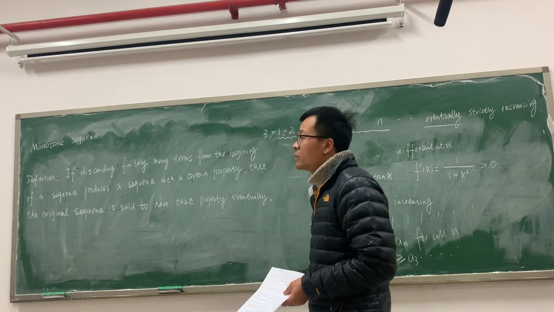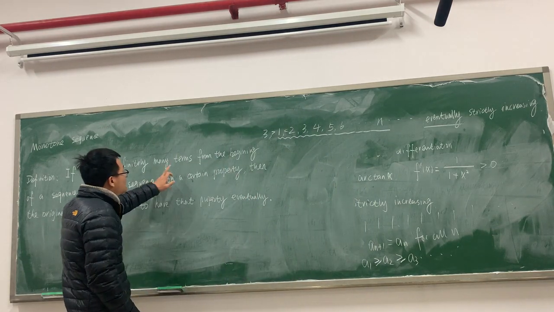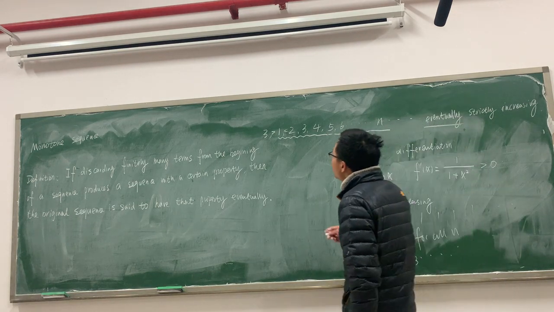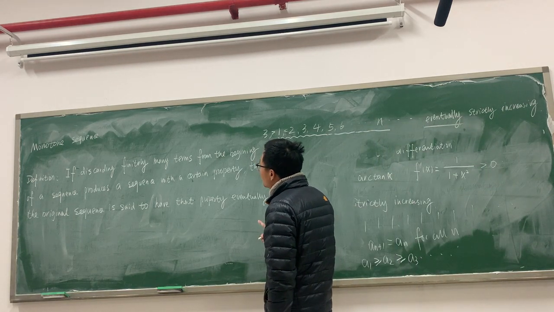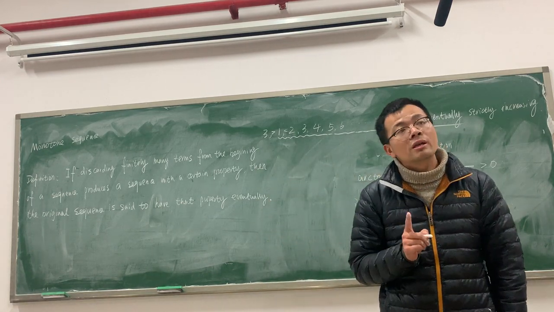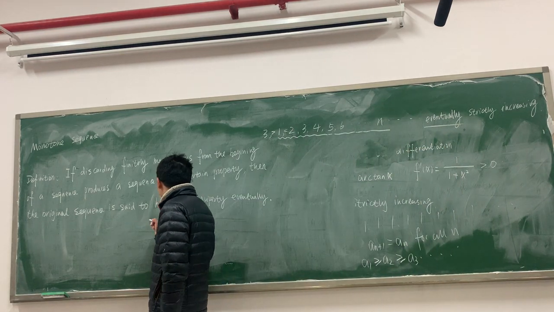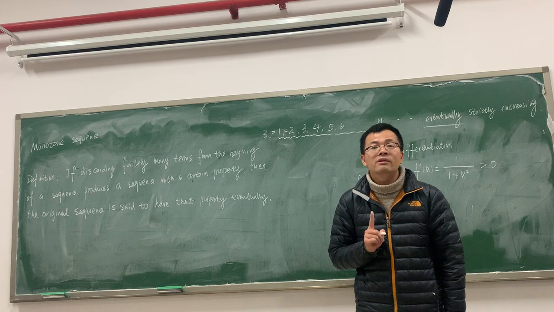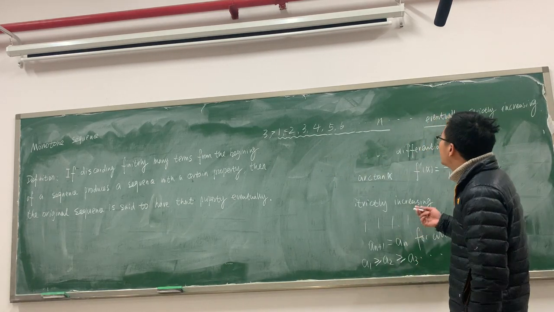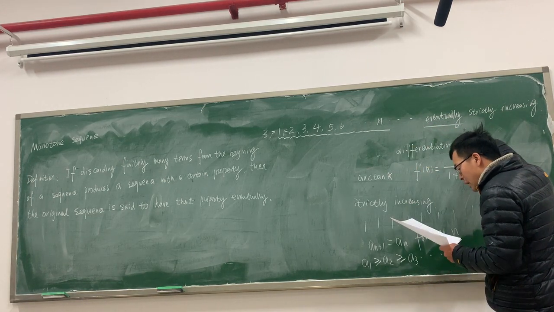So this is the definition. Discarding finitely many terms from the beginning of a sequence produces a sequence with a certain property, then the original sequence is said to have that property eventually. So now for this sequence, we have eventually strictly increasing. Now I give an example.